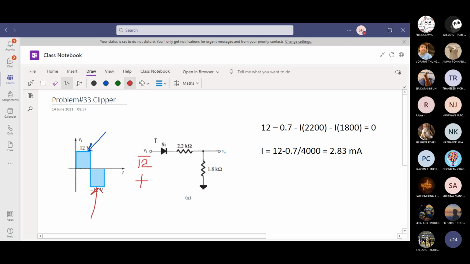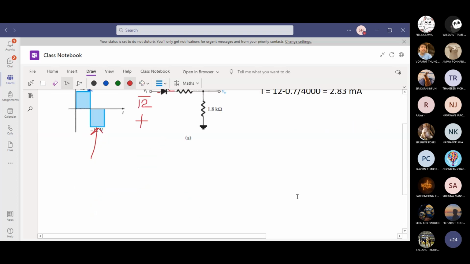Off. So you can say open switch, which means there is no current flow. If there is no current flow, there is no voltage you can sense in this circuit for the output side. If you put a probe on the left hand side of the diode, you will see negative 12. But if you put a probe on top of the 1.8 kilo ohm resistor to the ground, you will not see any voltage. So the output is 0.